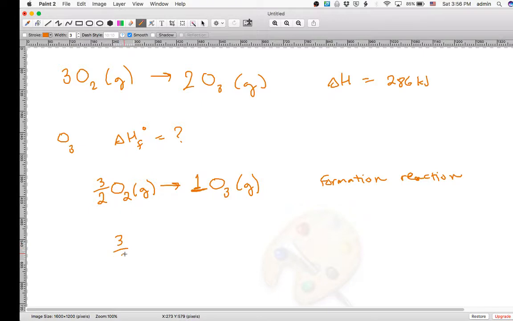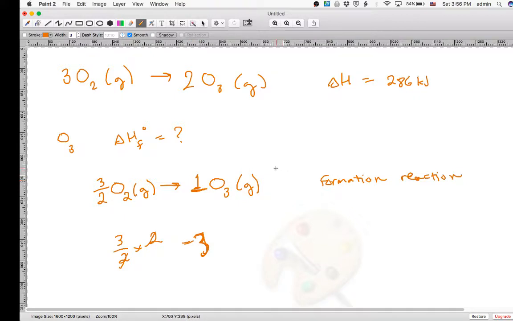Here's how I know that. 3 halves times 2 is... Oh, I'm sorry. 3 halves times 2 is 3. Sorry about that. And here's how I know that. 3 halves times 2, the 2's cancel, you get 3. 3 is appropriate because I need 3 oxygen atoms for this. There are 3 oxygen atoms in 1 ozone molecule, so 3 is what I need. Hope that made sense right there.